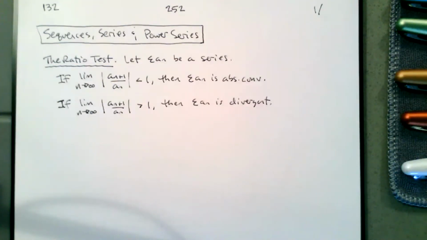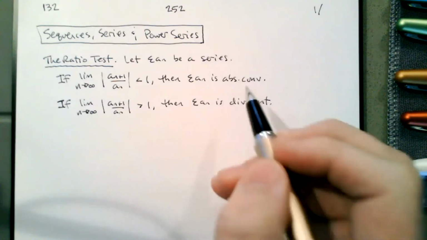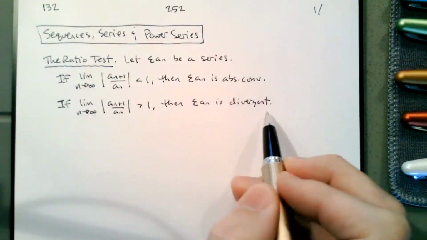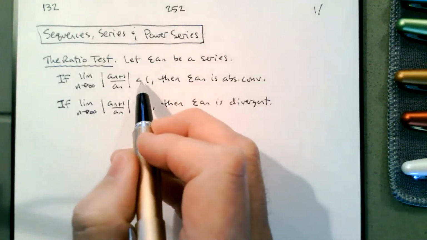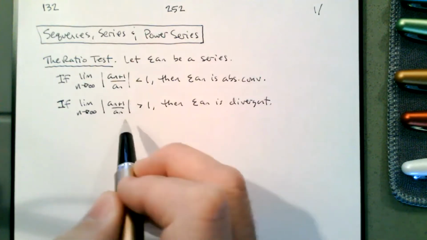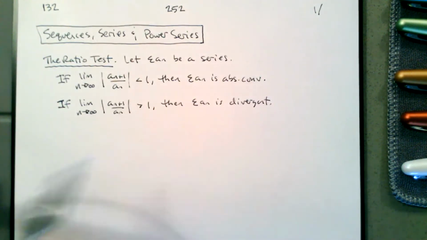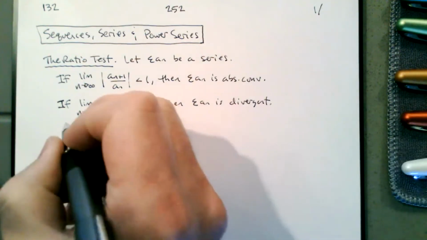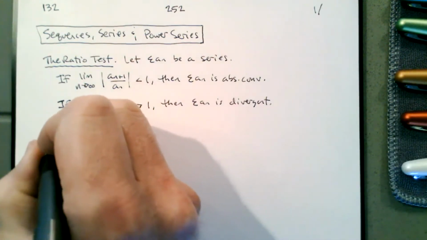Note that there's a case that I've left out. Here we have a conclusion of absolute convergence. Here we have a conclusion of divergence. And we have the limit is less than 1 or the limit is greater than 1. If the limit from the ratio test is equal to 1, then the ratio test does not work. We get no conclusion. That does not mean that we just say no conclusion. We have to conclude one thing or the other. It's just that the ratio test is not going to get us there.